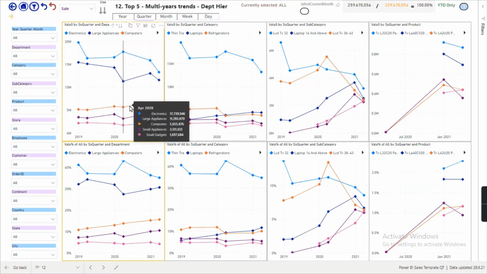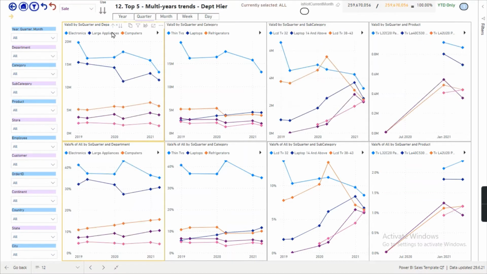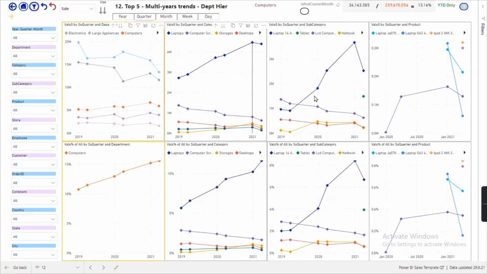So let's see the one that is going up. Computers. Sorry, not from this point. You may select department from here, computers, or more dynamically from the legend, computers. Then it filters all the page to computers only. In computers, the main category is laptops and is really taking up. The others are steady.